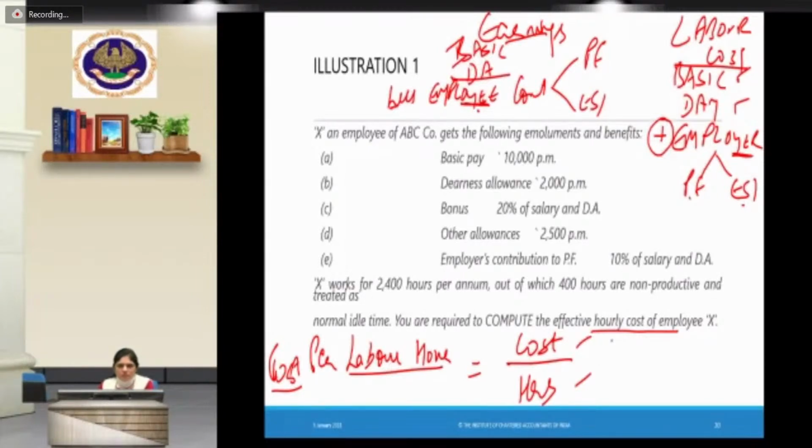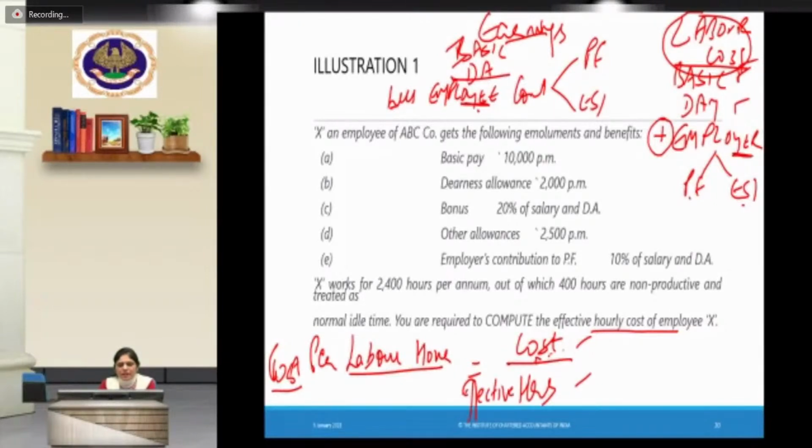Total cost means the labor cost we are referring to. We are not referring to the earnings here. So you should understand the difference between the two. Cost per hour means we want the labor cost of an organization. So this is what we require here, not the earnings. So labor cost divided by total effective hours.